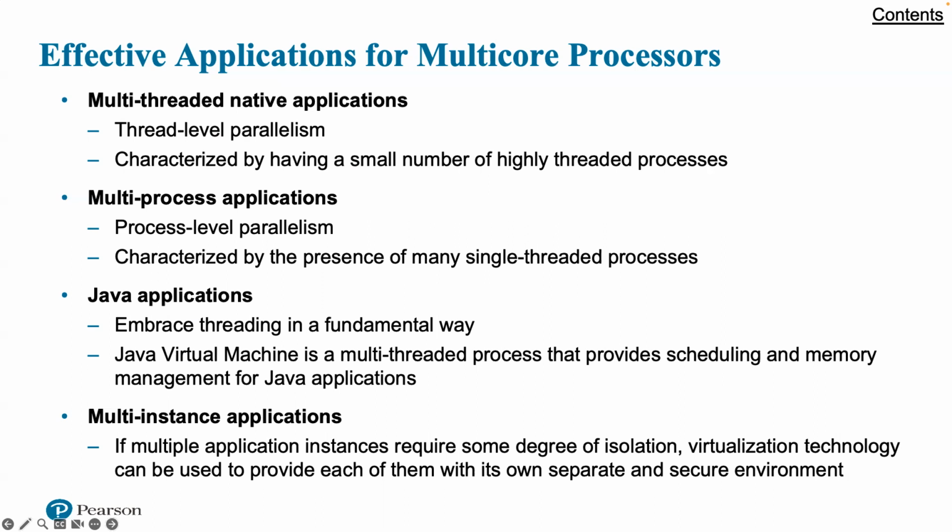And we have multi-instance applications. This is application level parallelism. Even if an individual application does not scale to take advantage of a large number of threads, it is still possible to gain from multi-core architectures by running multiple instances of the application in parallel. If multiple application instances require some degree of isolation, virtualization technology for the hardware or the operating system can be used to provide each of them its own separate and secure domain.